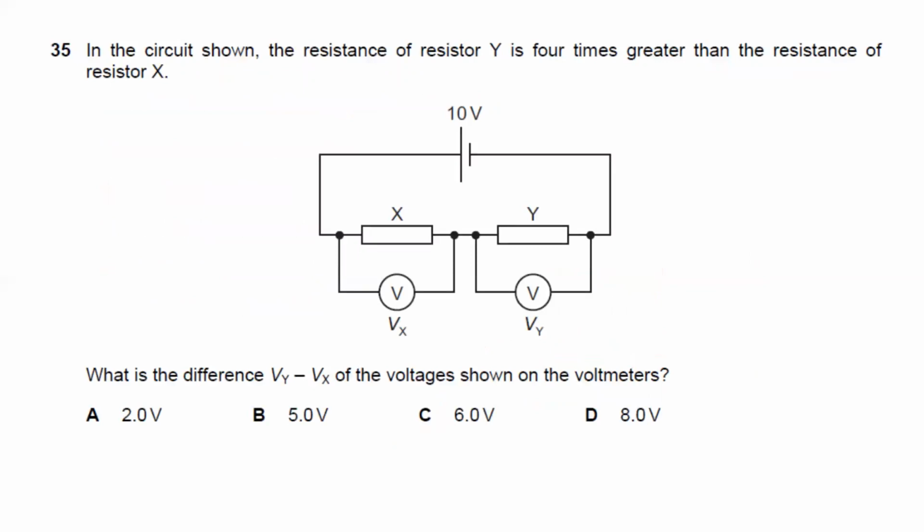So question number 35, it says in a circuit shown, the resistance of Y is 4 times greater than the resistance of X.